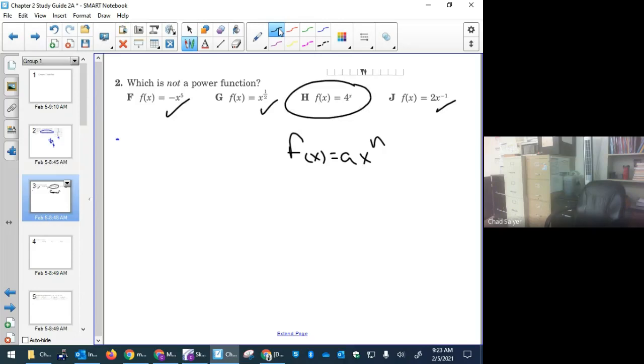But this one, how can I possibly write that in this format? X is in the exponent. Can't do it. And so that one is not a power function. I cannot write it in this way. Impossible. Often missed. Frequently missed. People think this negative is the trigger. Nope. It's something I can't algebraically manipulate to look like this.